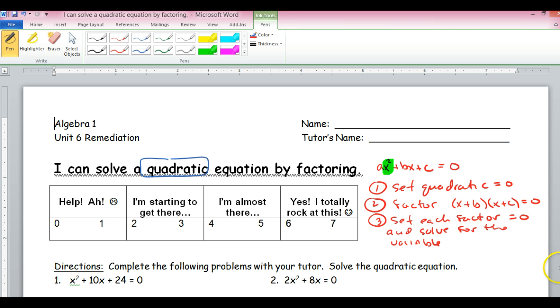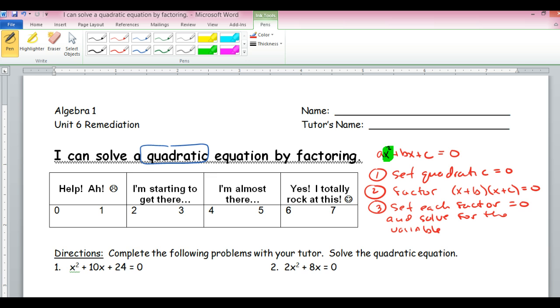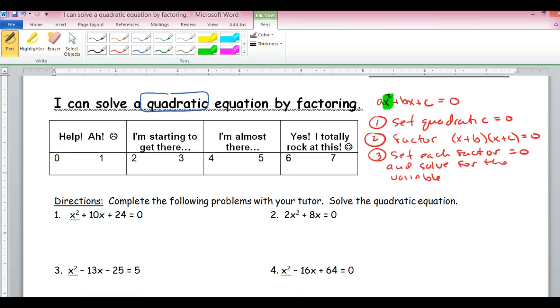Okay, let's do a couple of examples here. So, in number 1, if you look, that quadratic's already set equal to 0. So step 1, we don't even have to worry about. Our next step is to factor it. Remember, this is an easy AC, so to factor it, all we have to do is find the numbers that multiply to give us 24 and add up to 10. We know what makes this happy is 6 and 4. So once we factor this, we get (x plus 6) times (x plus 4) equals 0.